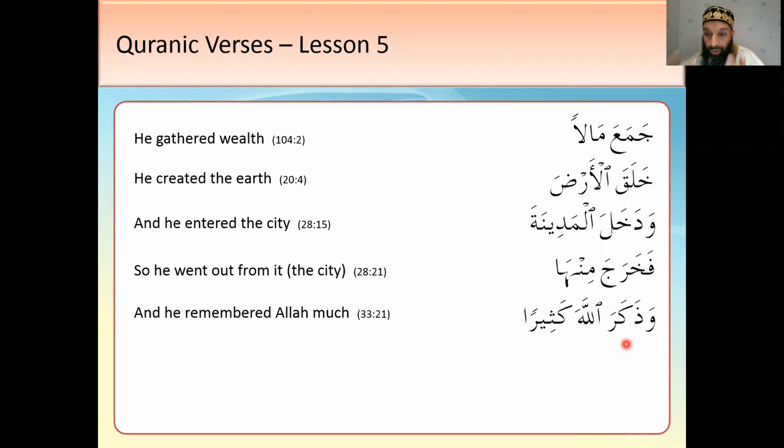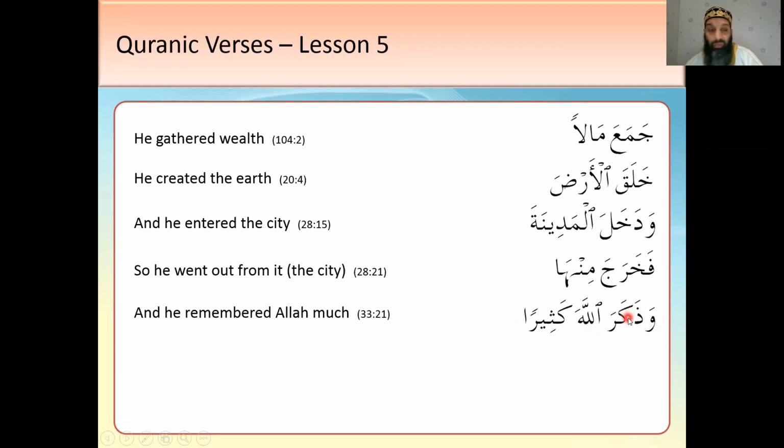Who remembered? Look at it. Who is doing the remembering? He, exactly. No, Allah is not doing the remembering. Why is Allah not doing the remembering? Because the doer is always marfu. The doer is always marfu. Allah is not marfu. So Allah is not doing the remembering. So we know he remembered. Oh, Allah. So what does Allah mean? And he remembered. The remembering is being done to Allah, about Allah.